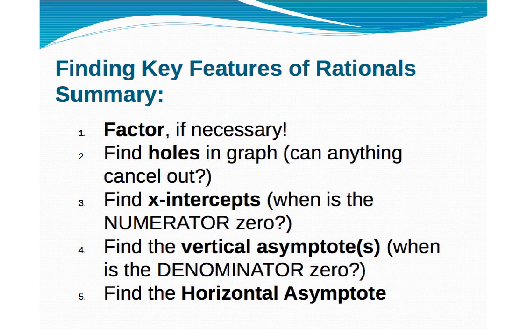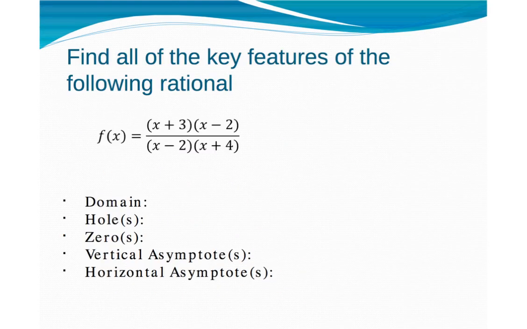So think, can anything cancel out? 3, find x-intercepts. When is the numerator 0? 4, find vertical asymptotes. When is the denominator 0? And finally, find the horizontal asymptotes. Think slow, listener, and south side Chicago. All right, so putting that summary to use, we're going to go through an example together.